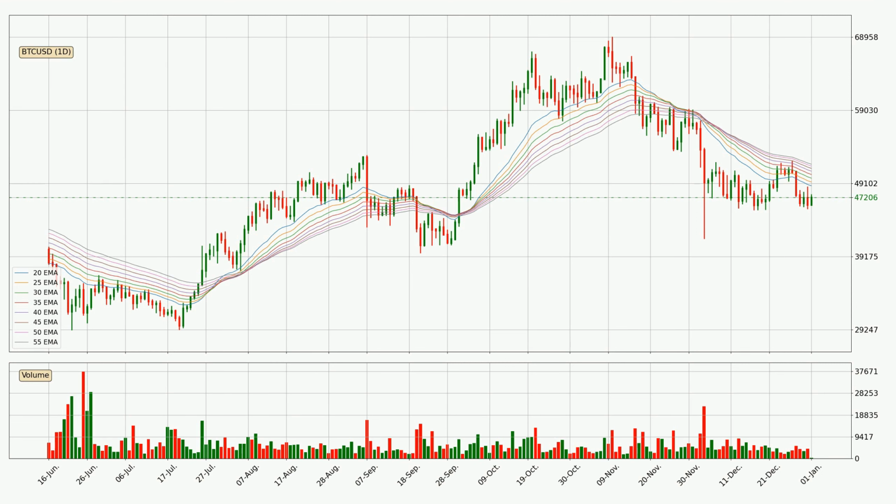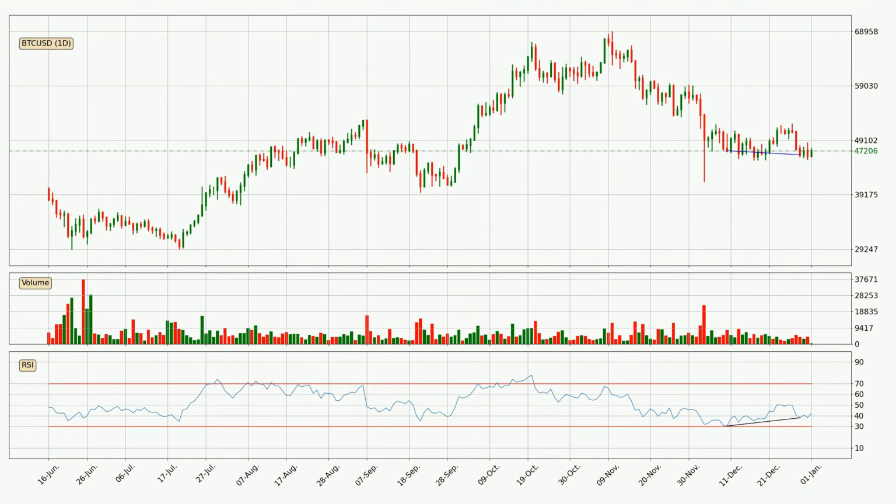On the lookout for divergences in the daily time frame, there is a bullish divergence, which means we can expect the price going up or at least to remain stable for some time.